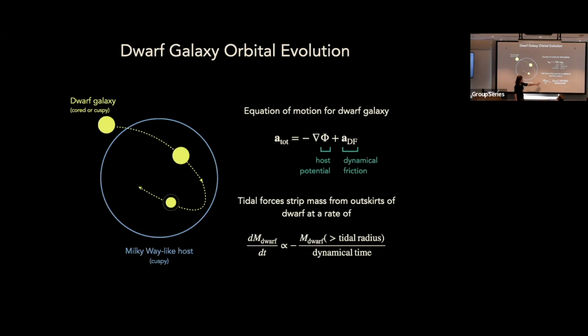I put this up here because we're going to be coming back to it. This is essentially the rate of mass loss from these tidal forces, and it depends on the total mass outside of the tidal radius. So the degree to which you end up losing mass will depend on the density profile of your dwarf galaxy. If you change anything in that, if you make it cored or cuspy, you will end up changing how much mass is lost by that satellite as it falls in.